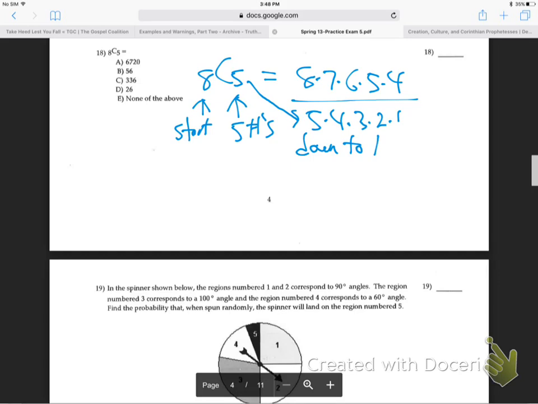That's the difference. So 5, 4, 3, 2 is 6, 56. B. Good?